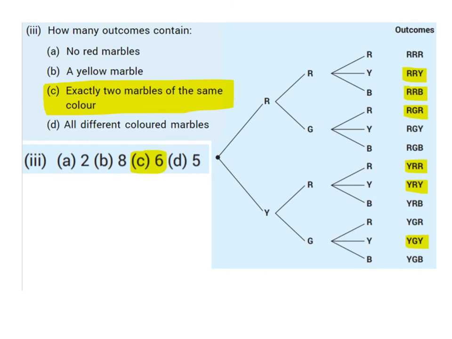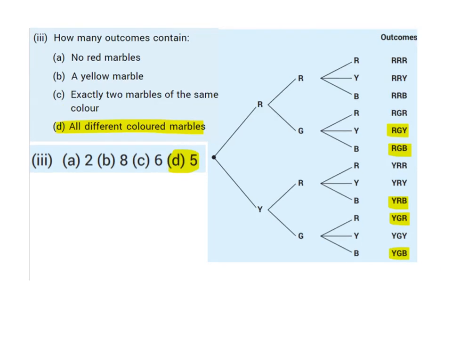Part C. How many possible outcomes contain exactly 2 marbles of the same colour? So RRY, RRB, RGR, YRY, YGY, YGG. So there's 1, 2, 3, 4, 5, 6 possible outcomes where we see the same colour. So 2 letters that are the same basically. I know up here we have RRR. There's 3 letters the same, but this said exactly 2 of the same colour. So there's 6 of them that have exactly 2 marbles of the same colour.